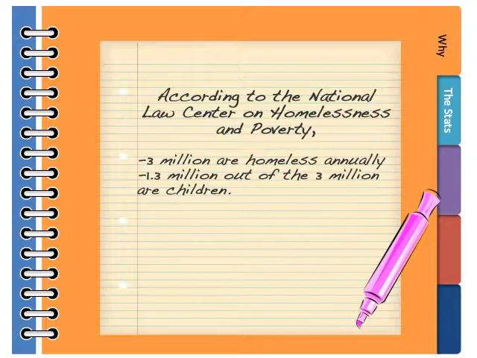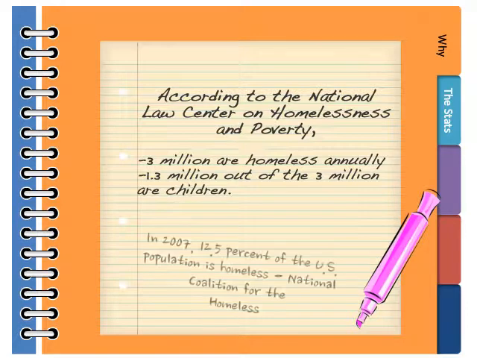To begin this discussion, I want you to think about some of these staggering statistics about poverty and homelessness. According to the National Law Center on Poverty and Homelessness, 3 million individuals are homeless annually, and of those 3 million, 1.3 million are children. According to the National Coalition for the Homeless, which is a really important organization that comes out with a lot of homeless statistics every year, in 2007, 12.5% of the U.S. population was homeless. That is a really staggering statistic that I hope frames our discussion so you understand how important this issue is.